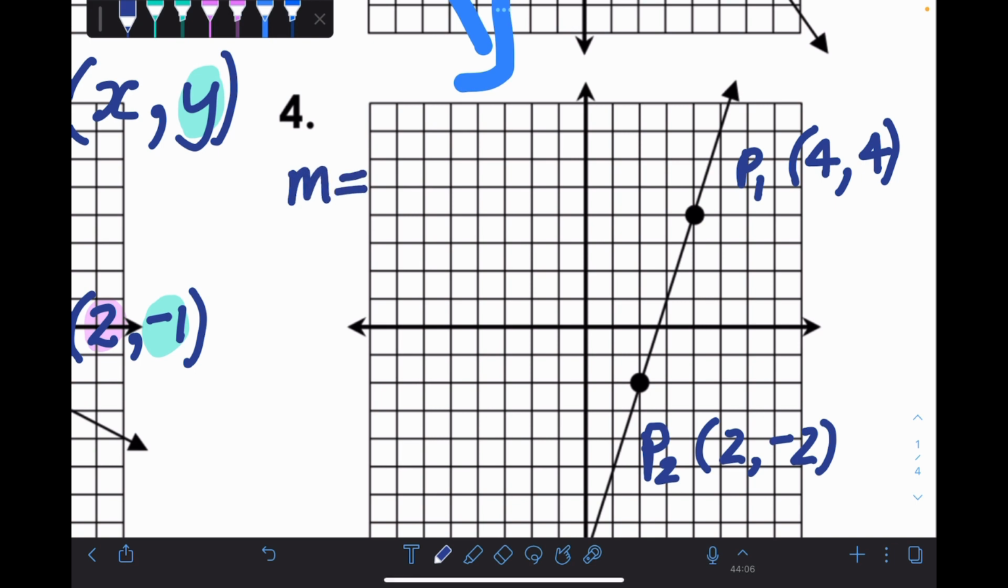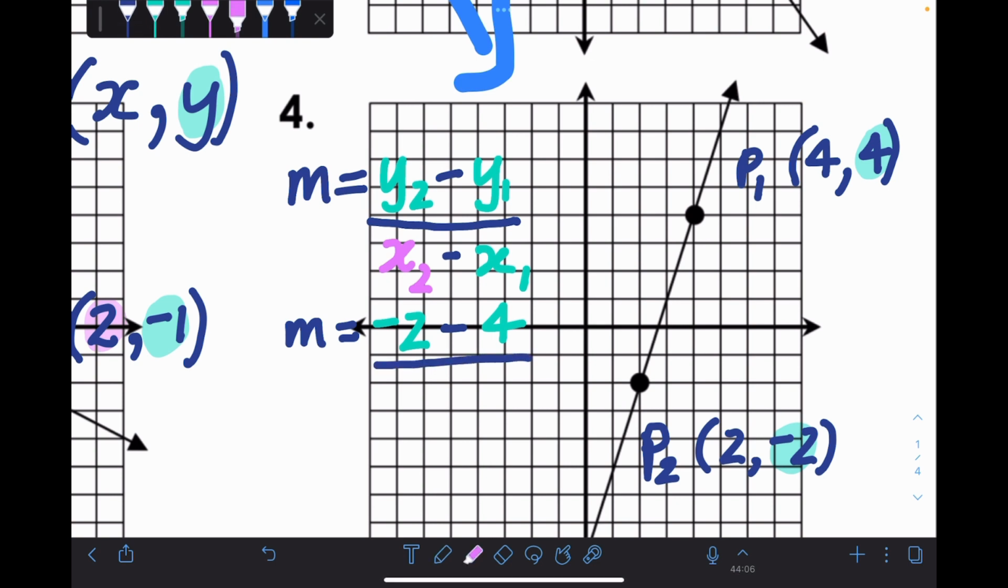M is equal to y2 minus y1 divided by x2, with 2 and -3. Subtract y1, 4. Divided by x2.